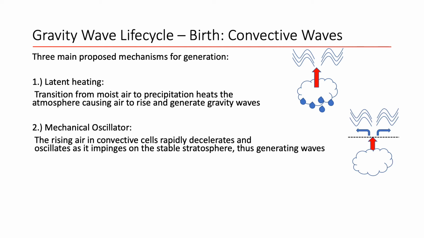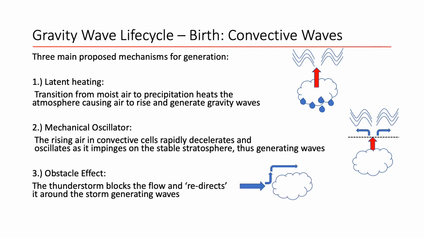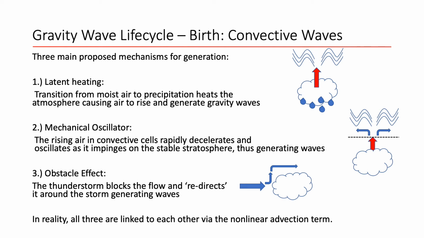Second is the mechanical oscillator effect. As the air in a thunderstorm rises, it will impinge on the tropopause and start to oscillate about the tropopause because it can't rise into the stratosphere, and this oscillation will generate gravity waves. The third is the obstacle effect, which suggests that the thunderstorm blocks the mean flow, which then has to be redirected over or around the thunderstorm, and this lifting generates gravity waves. In reality, all three of these mechanisms are present and linked via the nonlinear advection term in the Navier-Stokes equations.